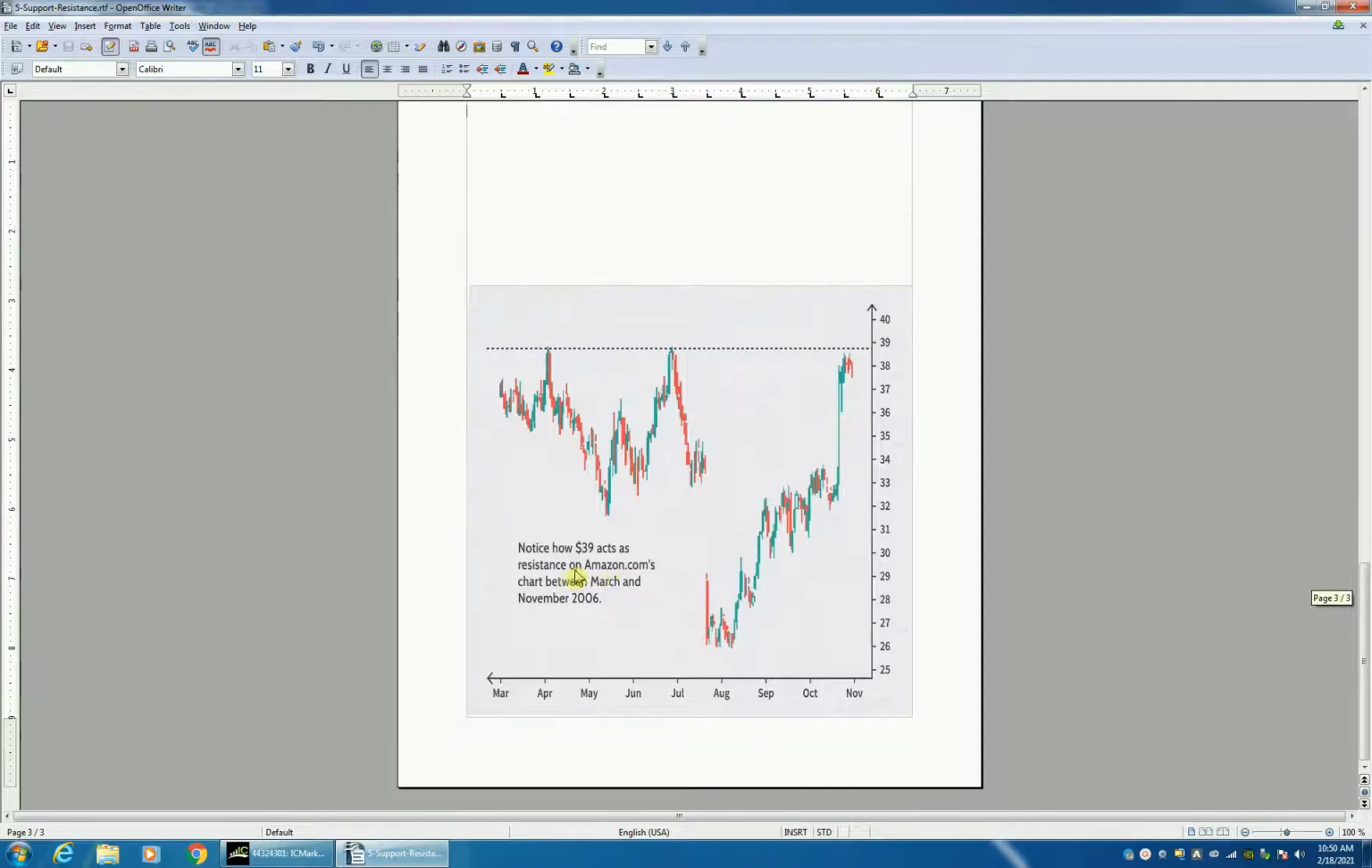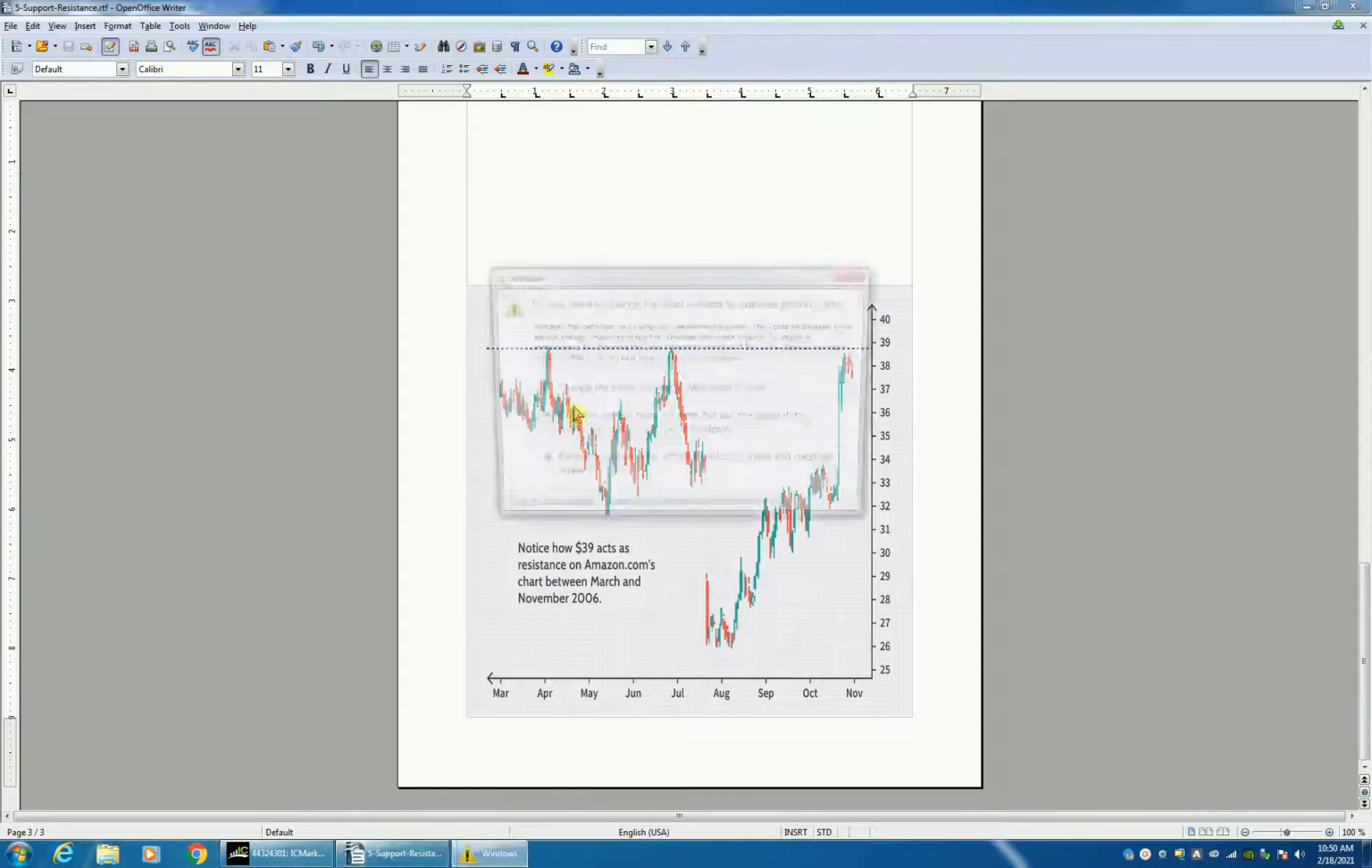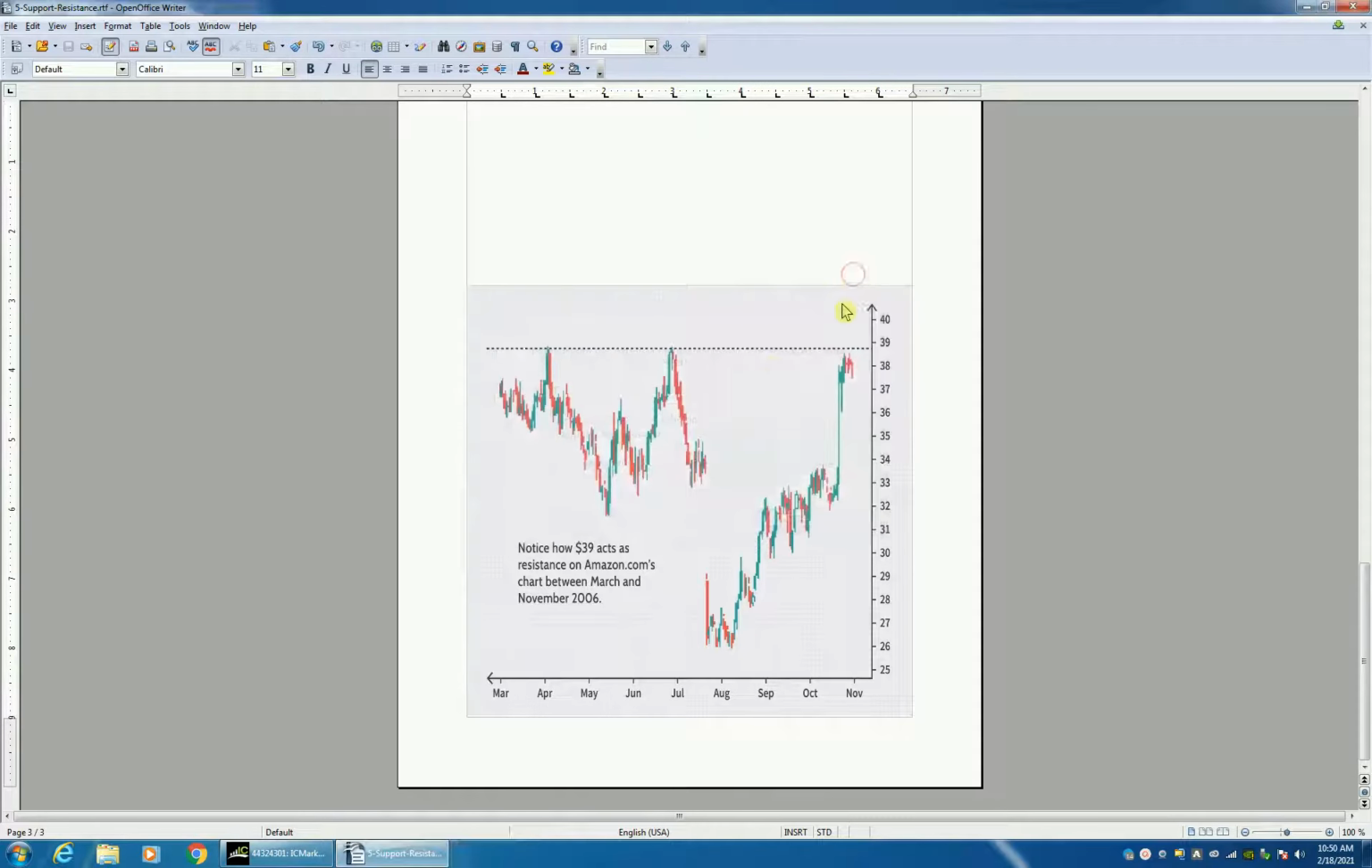Notice here how $39 acts as a resistance on Amazon. We're looking at the Amazon chart between March and November 2006. This is an old chart where you can see that no matter what time frame, whether it is the intraday chart, the daily chart or the weekly chart, you will find there are support and resistance levels. In this case, it hit it twice, and then it hit it again the third time.